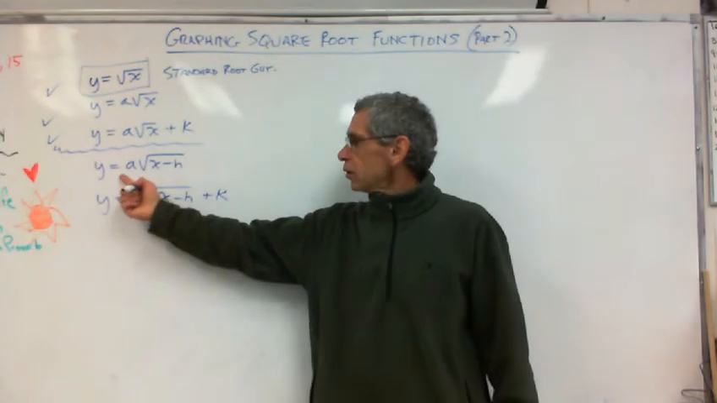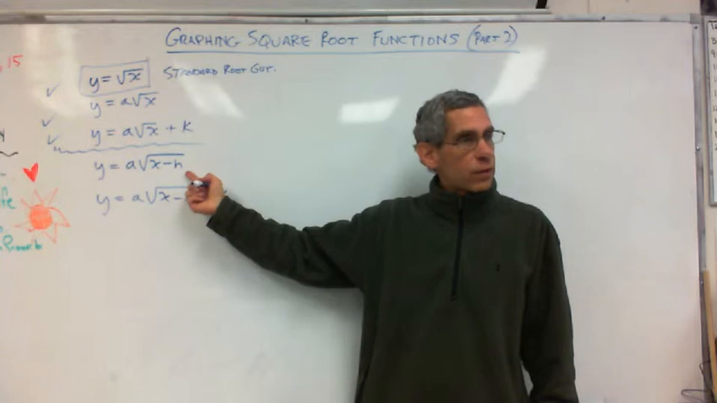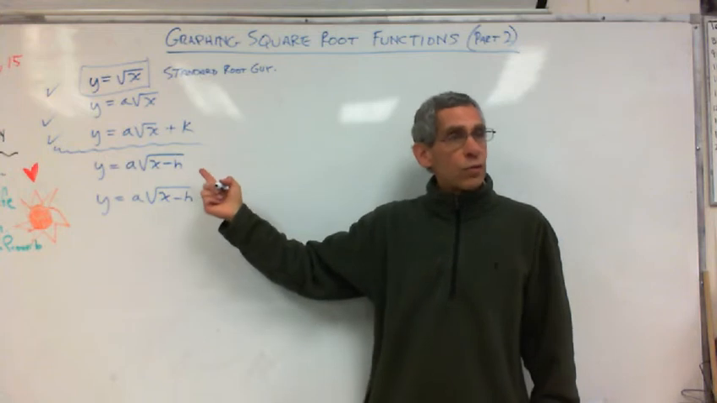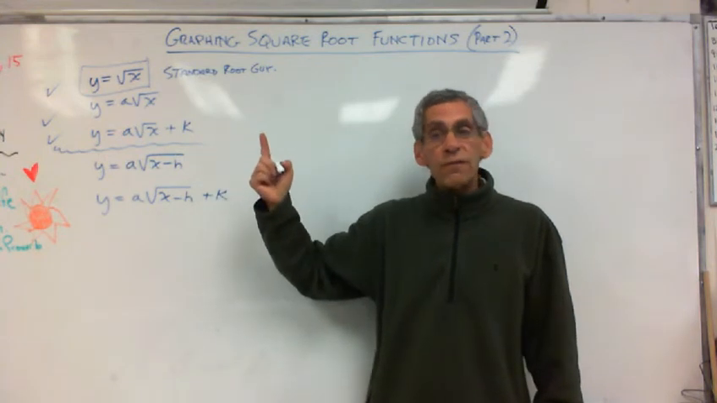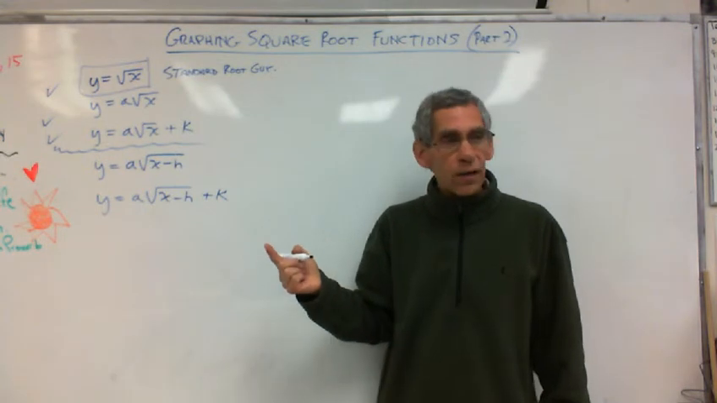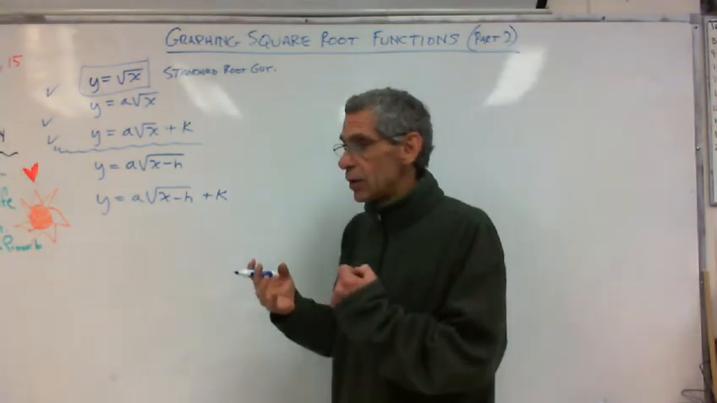I think what we're going to do is use a t-chart for a second, just to try one of these and see what it does to the graph. And then once we see what it does to the graph, we are going to deduce an easier way to graph it, right? Kind of what happens to the beginning points.